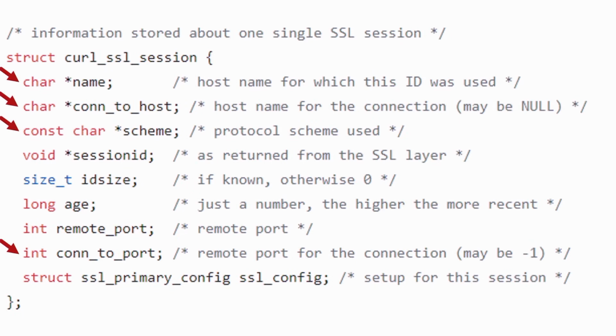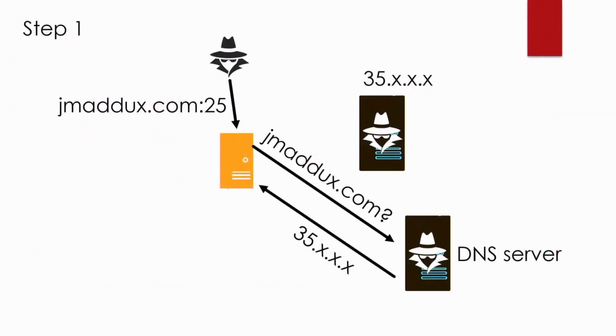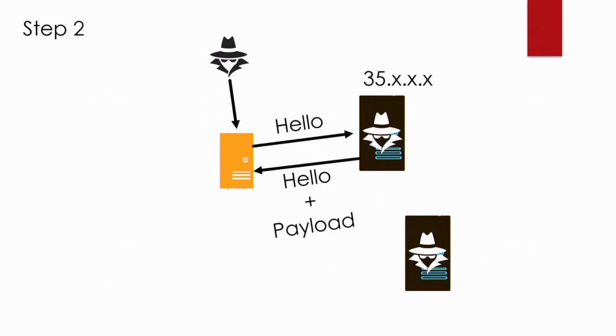Since I, as the attacker, own jmadx.com, I can combine all of this TLS stuff with a concept called DNS rebinding. So I resolve the first request to 35.x.x.x, some server I control. Then the target server picks up the payload from 35.x.x.x in the form of a session ticket.